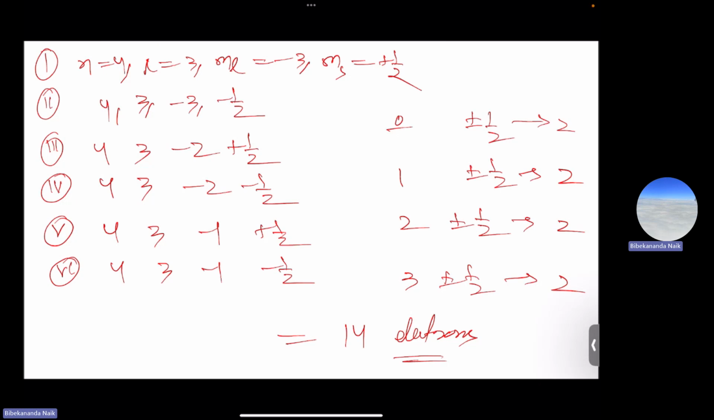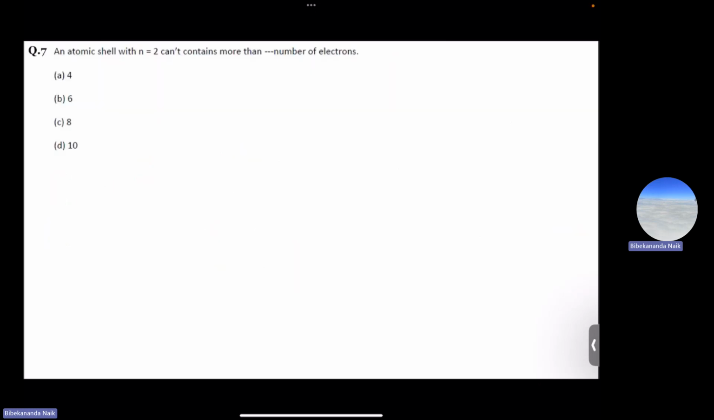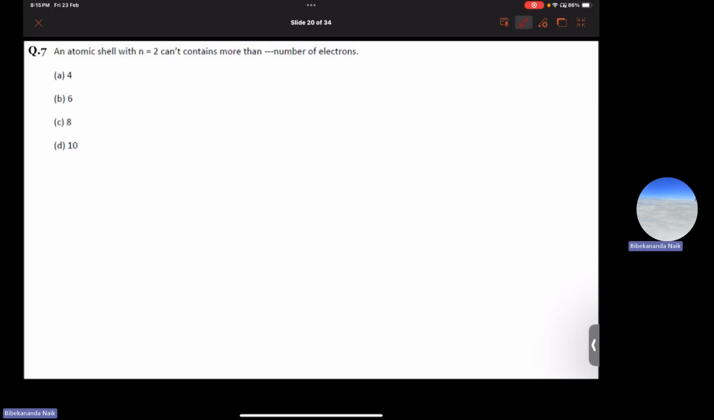Then question number 7. The question says: an atomic shell with n equal to 2 can contain more than dash number of electrons. Options are option A 4, option B 6, option C 8, and option D 10. So these are the four options.